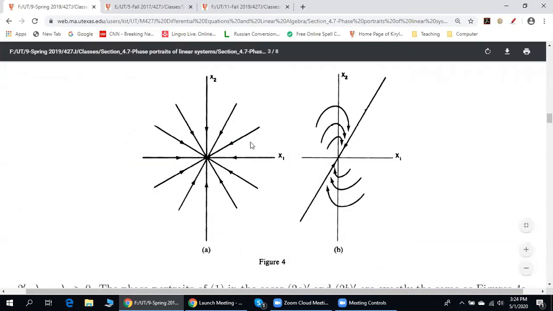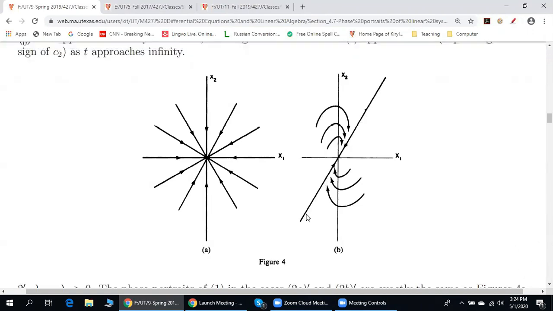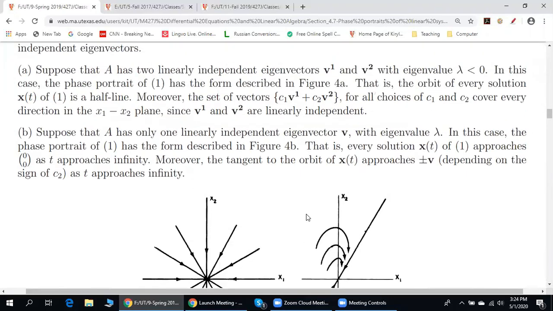So compare picture A and picture B. Over here on picture B, we have just one line, which is parallel to any vector from the eigenspace. Because our eigenspace is one-dimensional, therefore all vectors are parallel to each other because they are multiples of a basis vector.